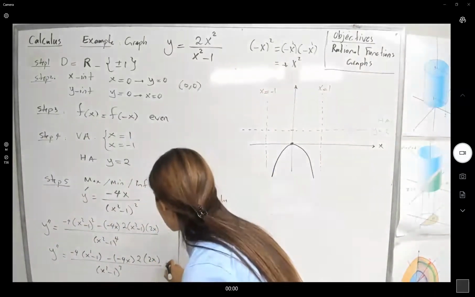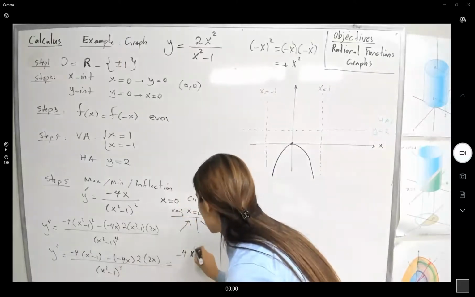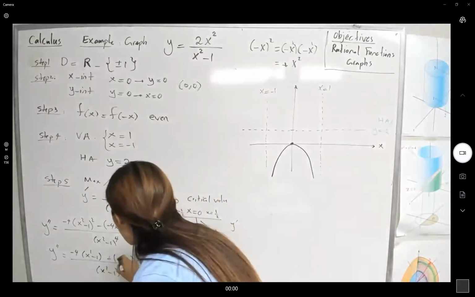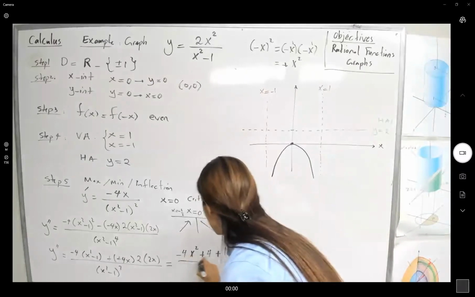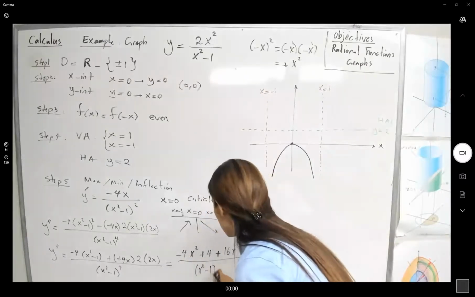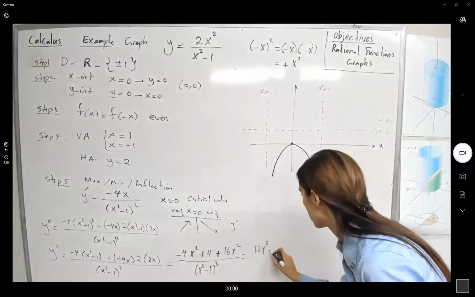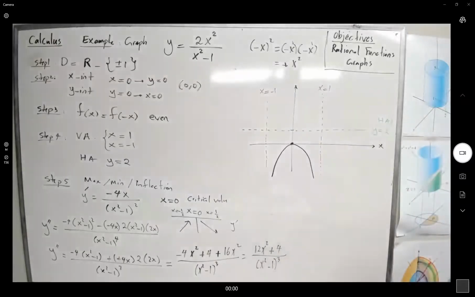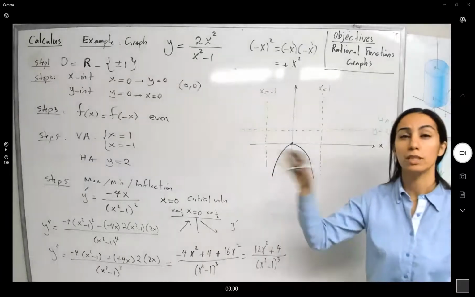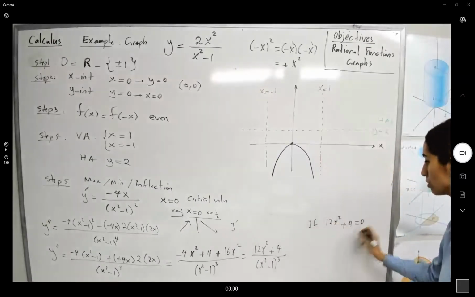Well, now let us write this in expanded form. We get -4 times x squared, so -4x squared plus 4, and here you have plus 16x squared, divided by (x squared minus 1) to the 3rd power. This is equal to 12x squared plus 4 divided by (x squared minus 1) to the 3rd power. If you set 12x squared plus 4 equal to 0, then x has no real solution.